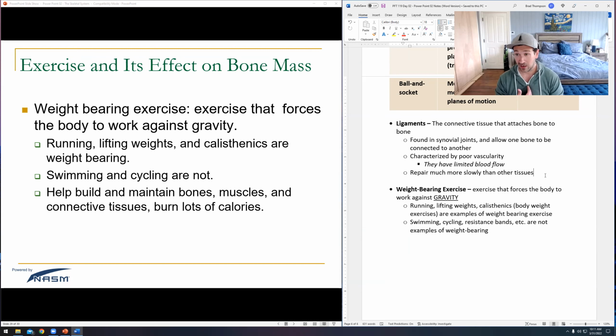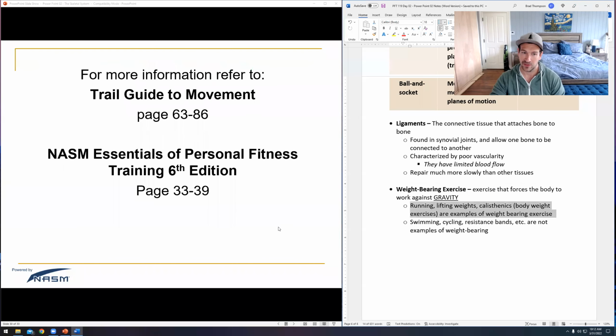Now, for the record, I love swimming. I love cycling. I like resistance bands. All of those things are actually very good versions of physical activity and very good versions of exercise, but they're not necessarily weight bearing. They burn lots of calories. They're very good for your cardiovascular system. But if I had a client with osteoporosis, I'm probably going to put the emphasis on all this weight bearing stuff instead.